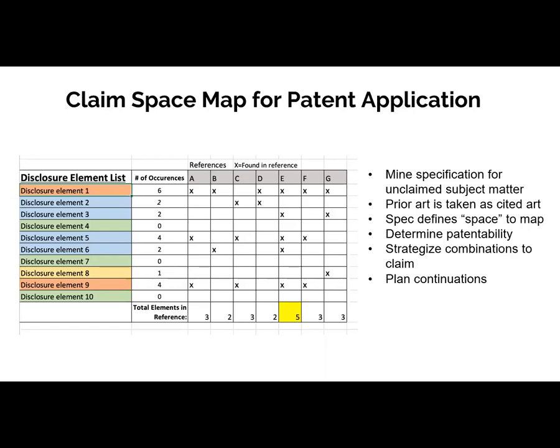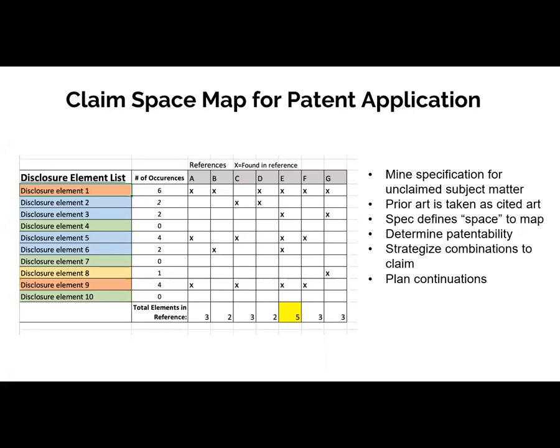And then you simply have a project of mapping. Okay, does disclosure element 1 occur in reference A, B, not C, yes, D, E, F, and G? We mark that down and then go through. It's a little bit of work, but at the end of it, you have a matrix where you can quickly determine where each of the elements that are in your patent application exist. And these could be elements represented by claim elements, limitations of dependent claims, or even just embodiments that appear within the spec.